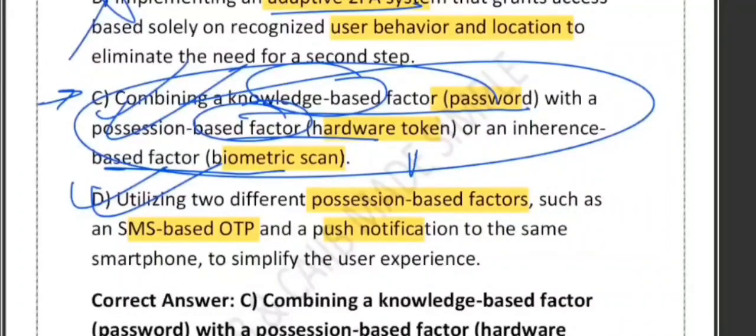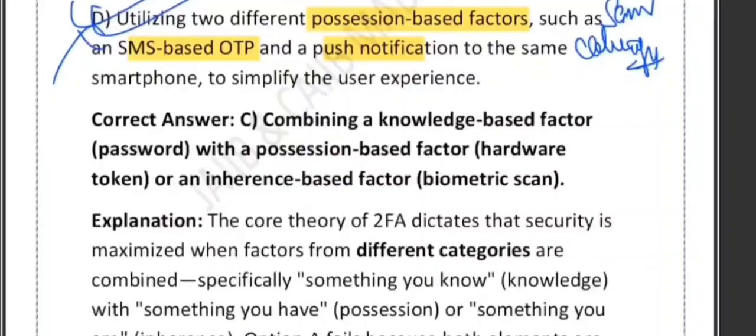No. Actually, two position based factors mean the same category. So here the category is the same. Right, so this is weaker security. Option D is wrong. The correct answer is option number C. So you need to combine a knowledge based factor with a position based factor or inherence based factor.